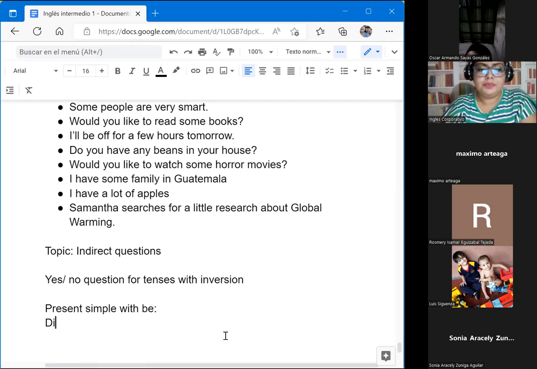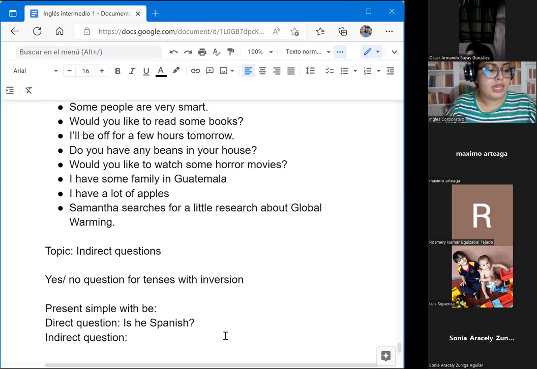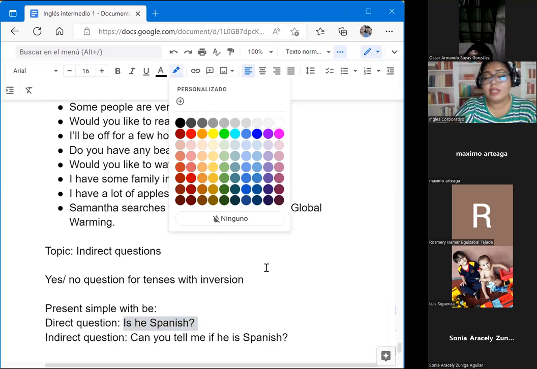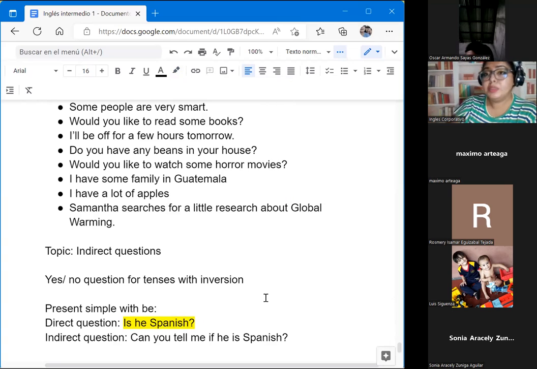Esta es una pregunta directa. And it says, is he Spanish? And the indirect question said, can you tell me if he is Spanish? Aquí está la situación de lo que es la inversión. En el present simple with be es cuando utilizamos el verbo to be para hacer nuestras oraciones. Tenemos esta pregunta que es muy directa, muy directo al punto. ¿Is he Spanish? ¿Es español? And in that case, it's just a very direct question.